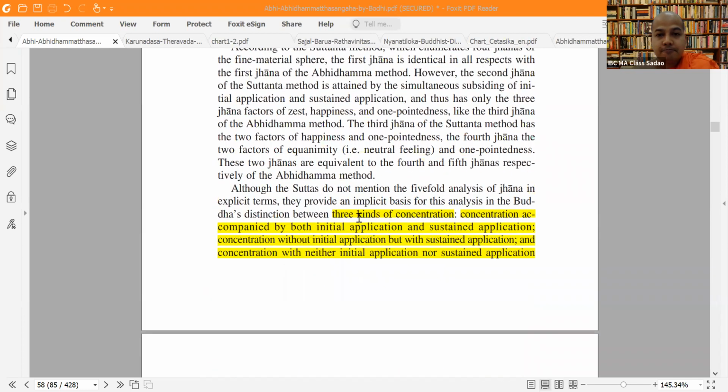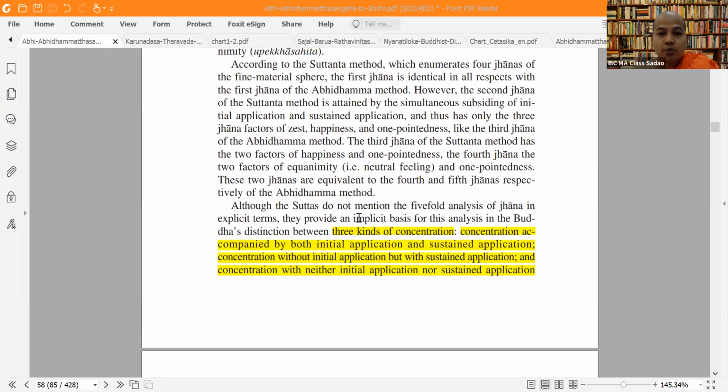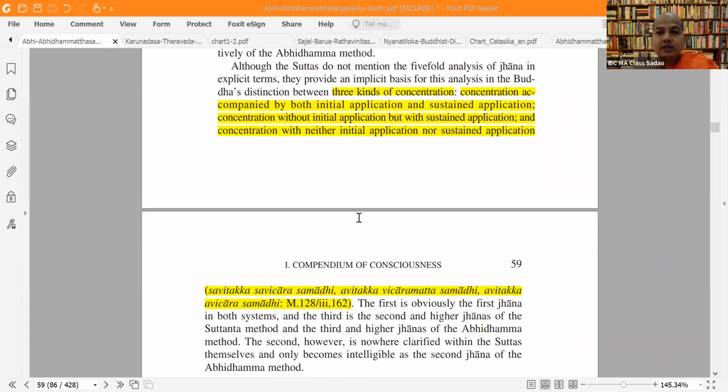Now in the suttas, you have four rupa jhanas, not five rupa jhanas. In the Abhidhamma, you have five rupa jhanas, right? So what is the difference between these two expositions? The difference is that you have these five factors present in the first jhana, but the second jhana of the sutta exposition corresponds to the third jhana of the Abhidhamma exposition. Right? Because vitakka and vichara both are absent in the second jhana of the sutta explanation. Okay?